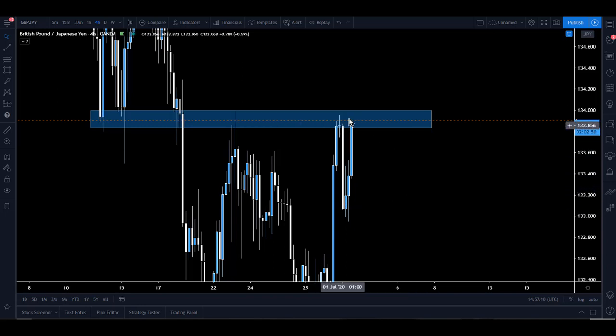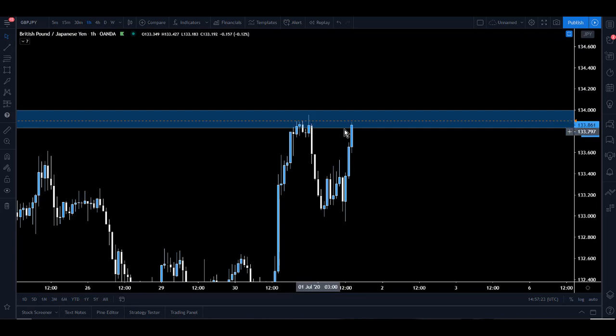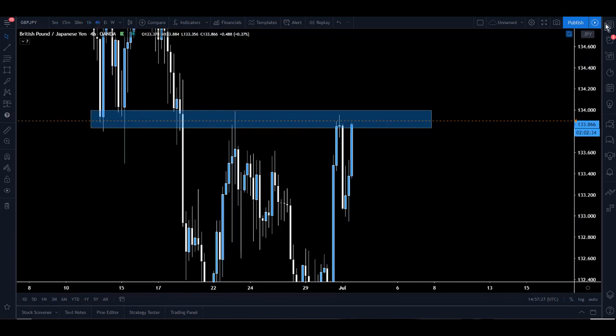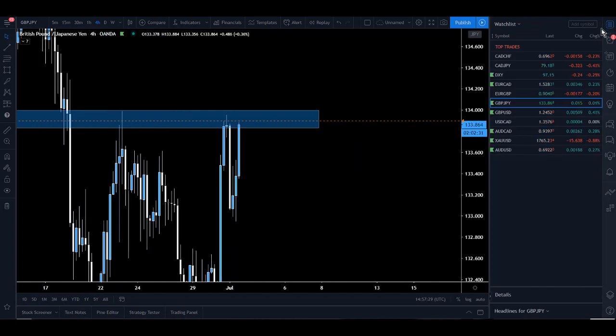But price is coming into this zone again. In fact, my alert might go off any second or while I'm recording this video. So worth keeping an eye on. Do we reject this again? Do we get some kind of double top and then we see sellers come in? Keep your eyes on pound yen as well as pound dollar.